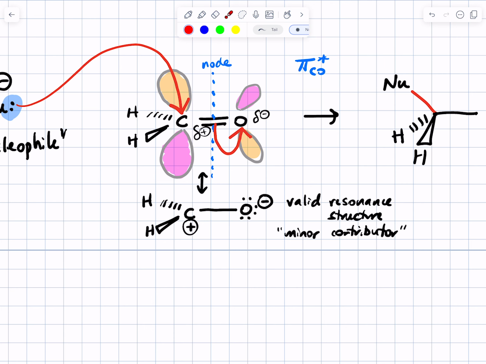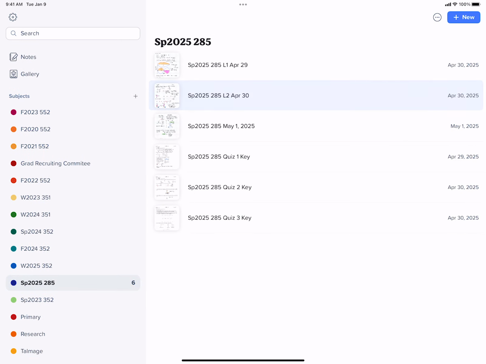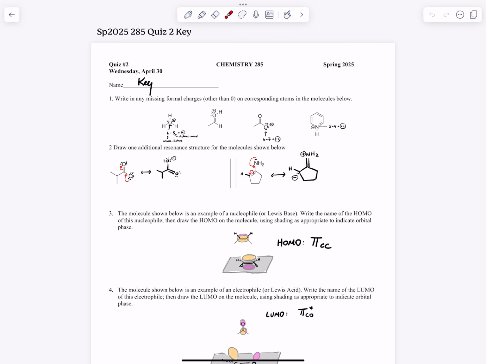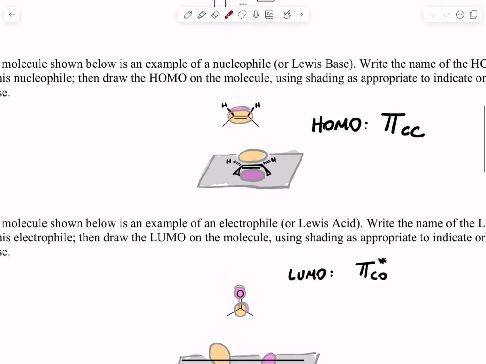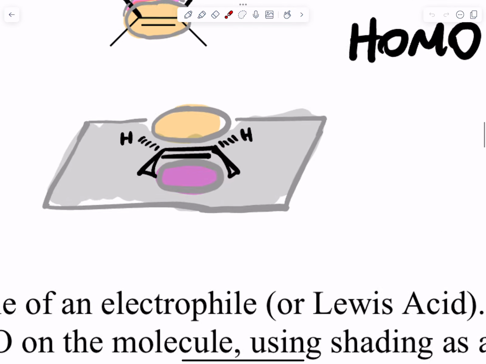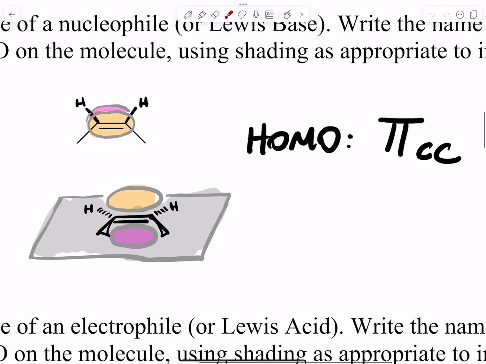Okay, yeah. So we did, and I sent you, we didn't quite get to this on the quiz last time, but hopefully you had a chance to work on this. I had you identify the HOMO of an alkene. An alkene is another word for a carbon-carbon double bond. If you see a carbon-carbon pi bond, the HOMO is going to be the carbon-carbon pi bonding orbital. This is what it looks like with a lobe above the plane of the sigma bonds and below.